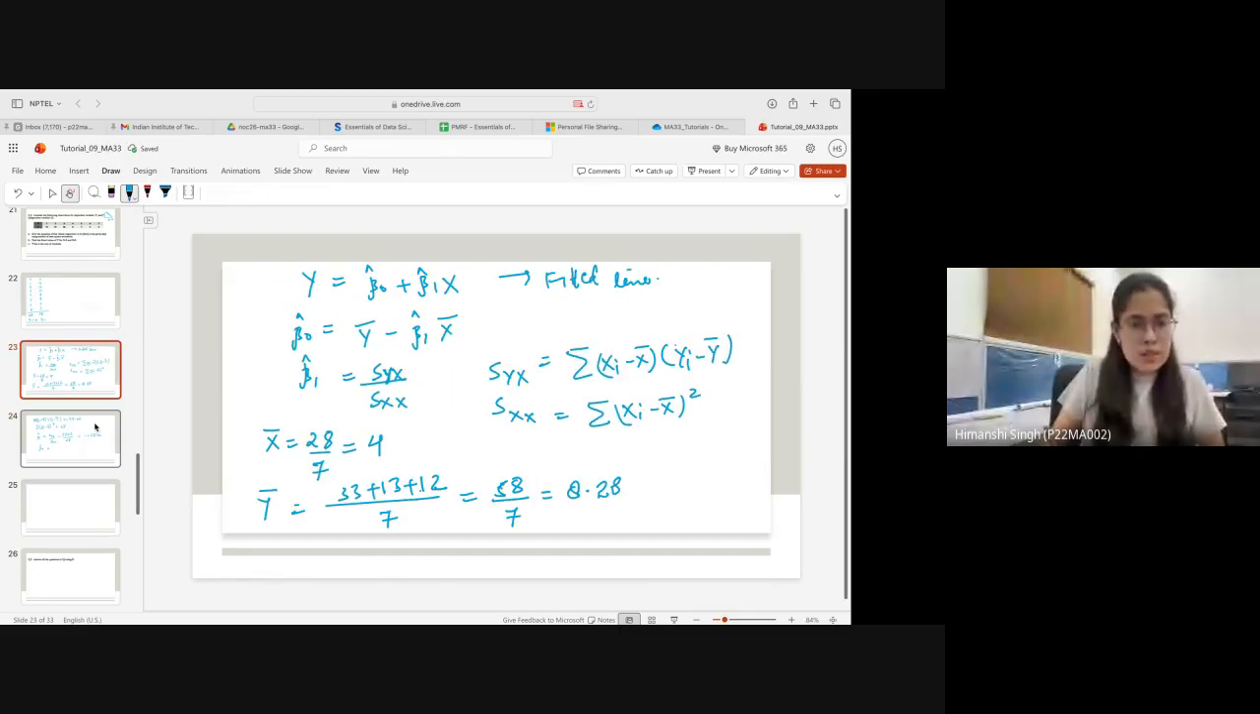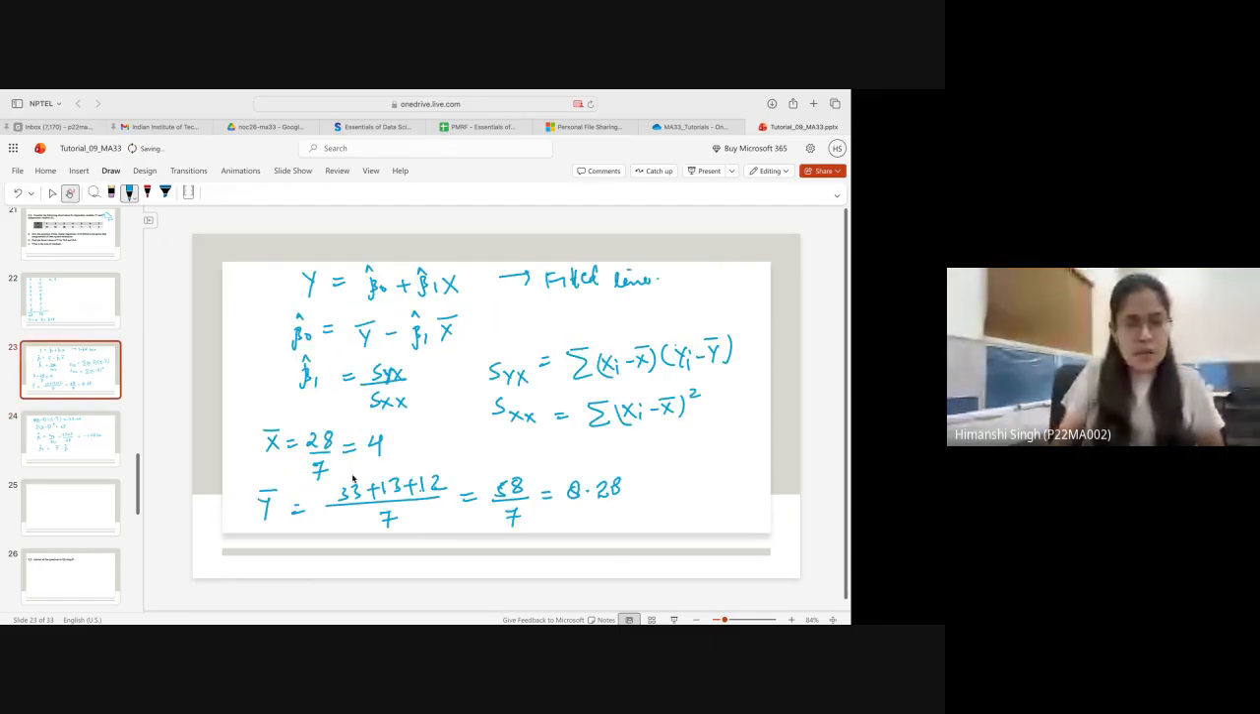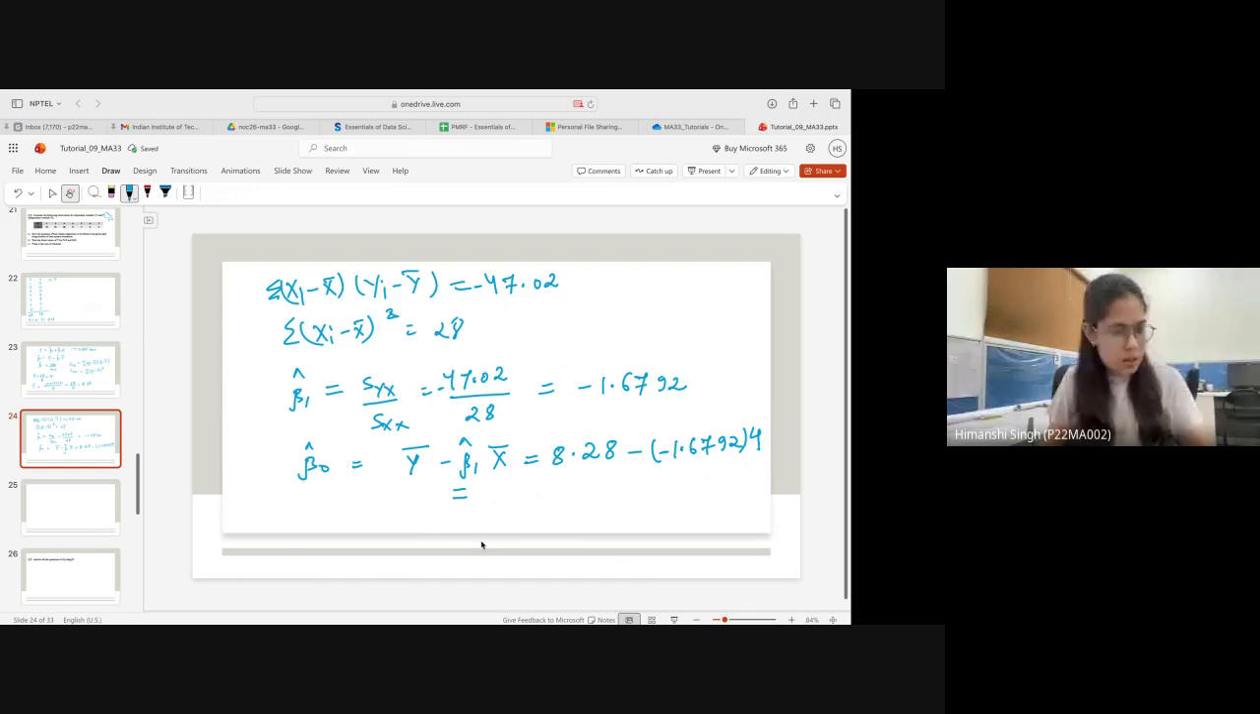Fine. And beta naught hat is what? It is y bar minus beta 1 hat times x bar. And y bar is 8.28. So 8.28 minus minus 1.6792, multiplied by x bar, which is 4. So this quantity multiplied by 4 came out to be 6.717, added to 8.28. So this came out to be 14.991.